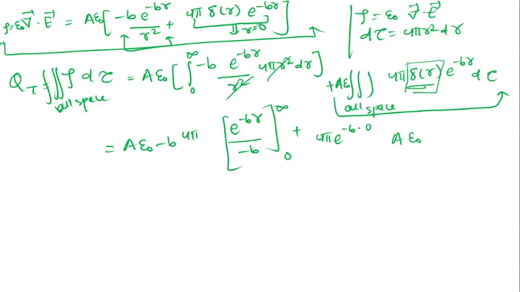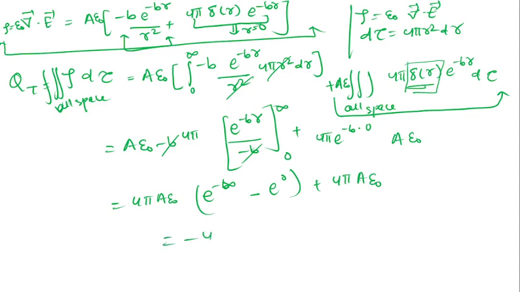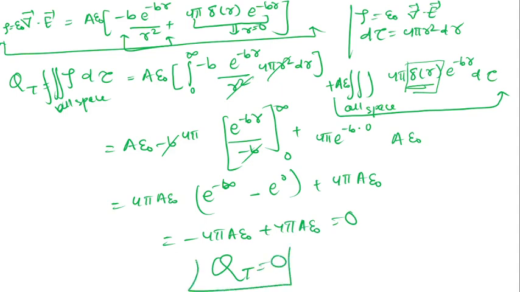And minus b cancels out, so 4 pi A epsilon naught times e to the power minus infinity minus e to the power 0, plus 4 pi A epsilon naught. e to the power 0 is 1, e to the power minus infinity is 0, so we get minus 4 pi A epsilon naught plus 4 pi A epsilon naught, which is equal to 0. So we get the total charge is 0.